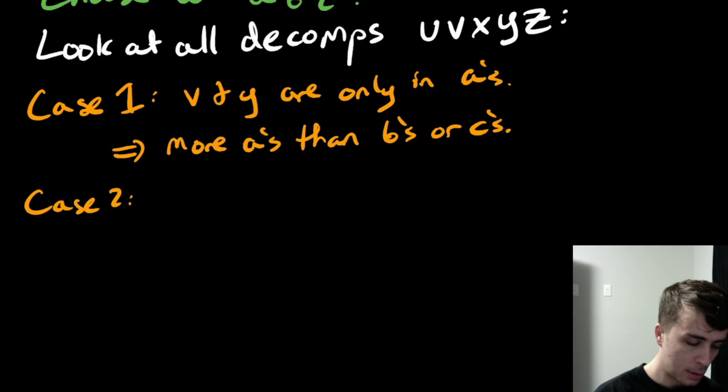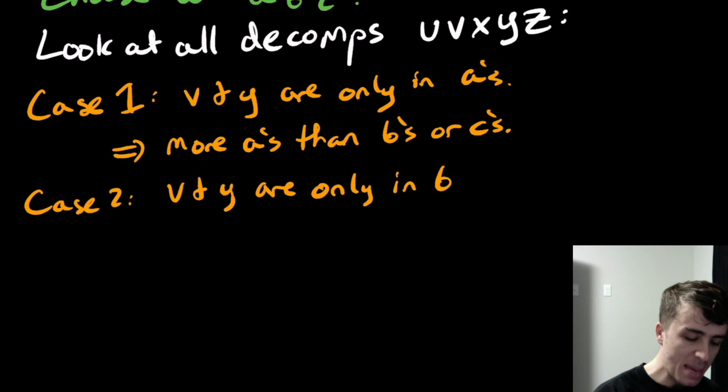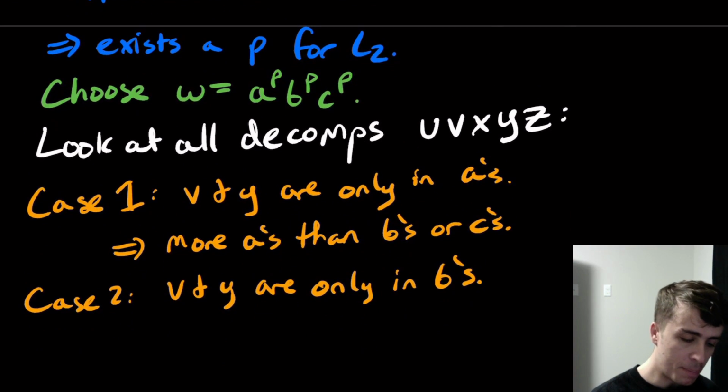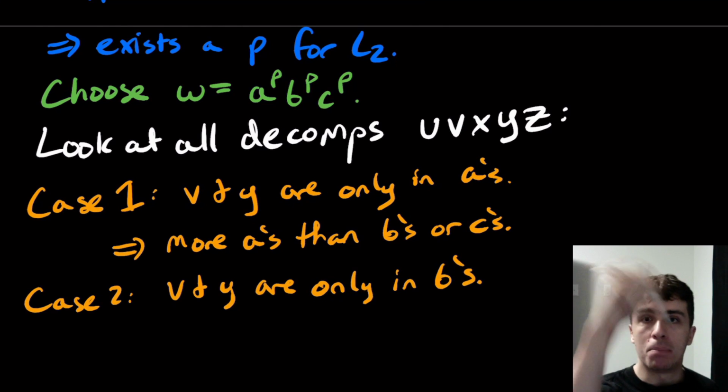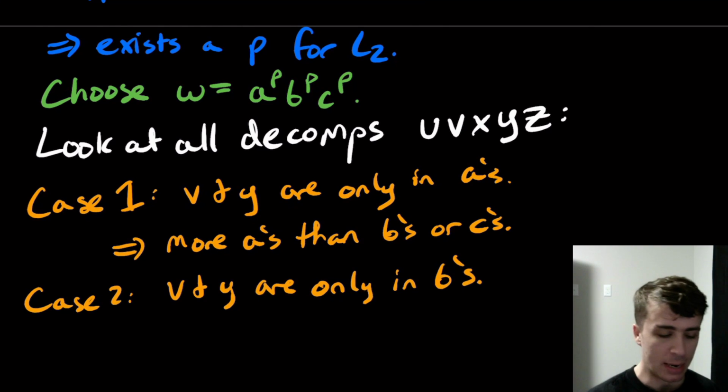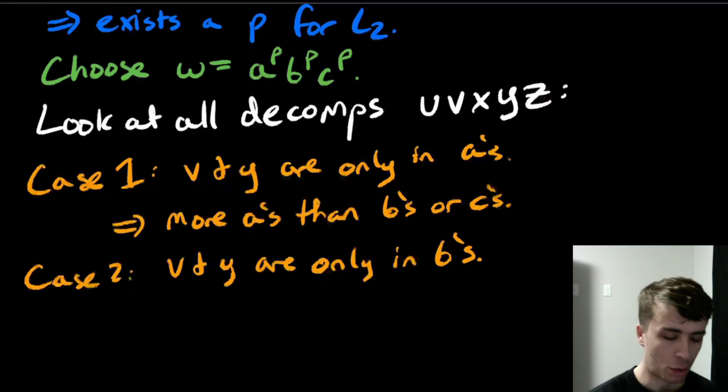Case 2, v and y are only in the b part. So if it's in the b part, then what we can actually do is pump in either direction, either up or down. Why? Because if I pump up, that'll put more b's into the string, which means we'll have more b's than c's because they're only in the b part. If I pump down, take some b's out of the string, then I'm going to have more a's than b's, even though I didn't touch the a's because they had the same number to start with.